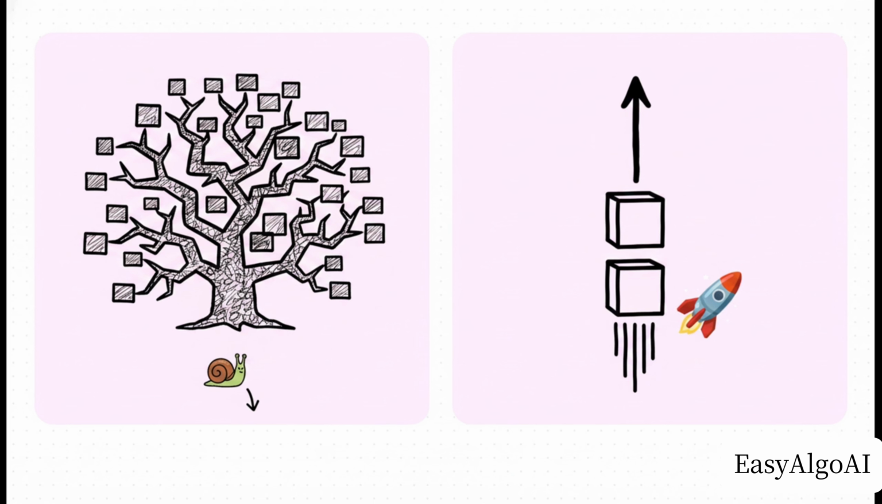But with memoization, we ensure every single subproblem is solved exactly once. By just remembering what we've already done, we take our time complexity from that exponential curve all the way down to a beautifully streamlined linear O(n).